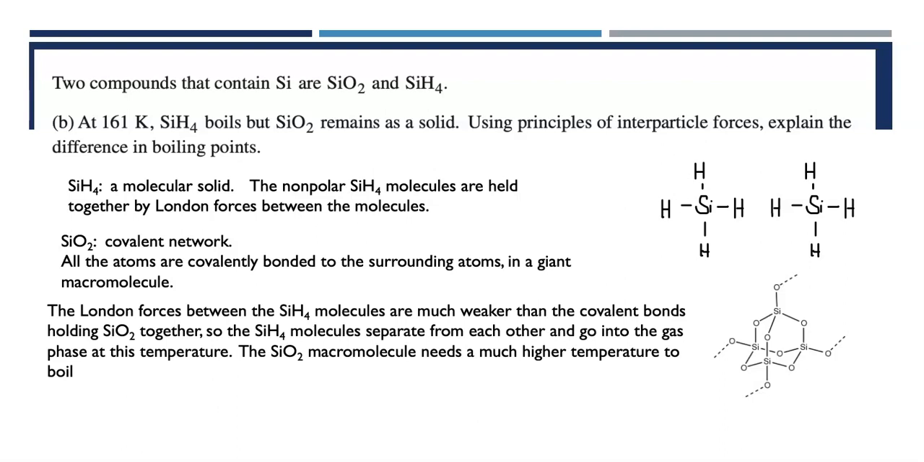So the real focus of your answer needs to be that the London forces that keep the SiH4 molecules next to each other are really weak, much weaker than the covalent bonds holding SiO2 together in that giant macromolecule. It's relatively easy to take the SiH4 molecules, put some energy in, and overcome those attractions and have them go into the gas phase. If we want to break covalent bonds in the SiO2 macromolecules, we're going to need a lot higher temperature to make that happen, to get it to boil. And that's really the gist of your answer. And this is what you needed to talk about to get the point.